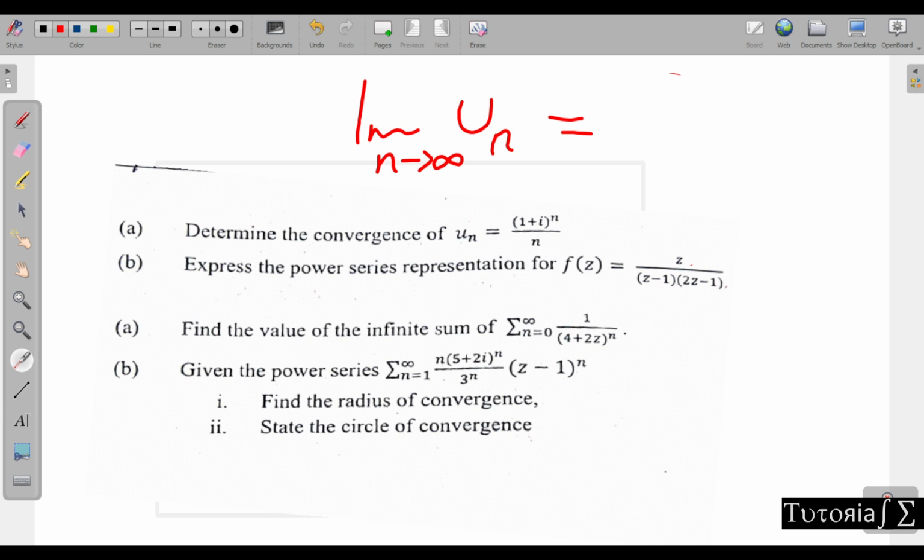Sequence is different from series. For a sequence, there's one approach: finding the limit at infinity. For series, it depends on the type of series you're doing. You have telescoping series and geometric series, and for these you use tests such as the geometric test, the ratio test, and so on. Those are for series.